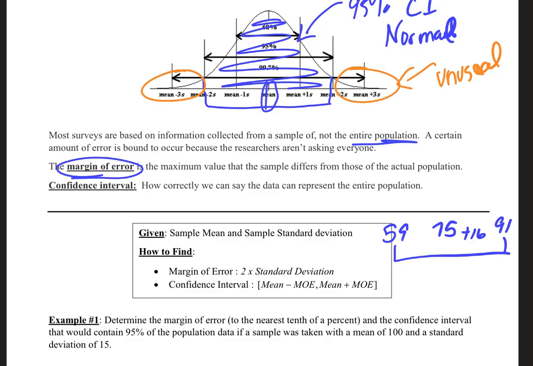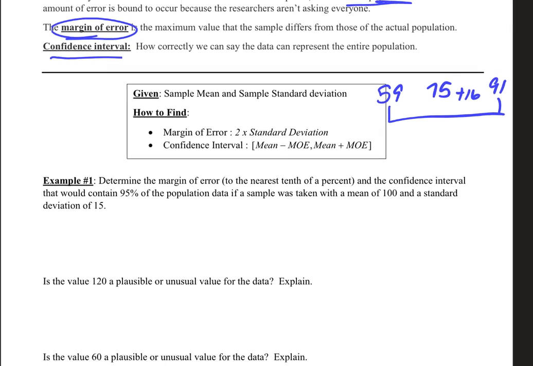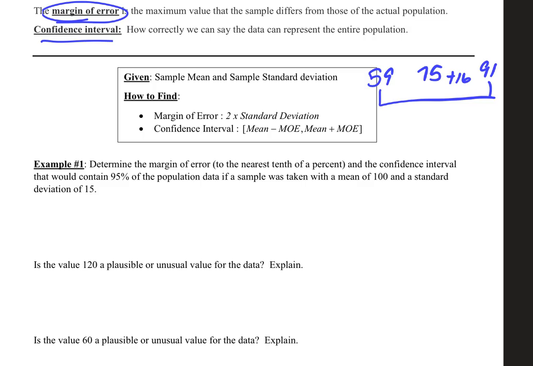If you're outside of it, you're unusual. So if you get lower than a 59, it's rare. If you get above a 91, it's also rare. Doesn't mean anything. It's just what we're trying to understand. So these 2 things are what we're going to be talking about. And the easiest way to figure out the margin of error is simply do what I literally just did.